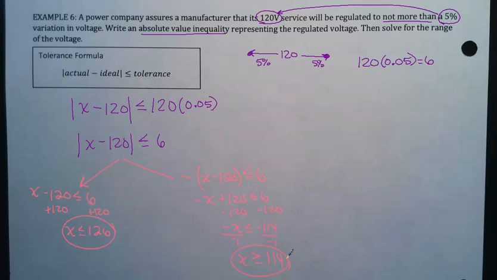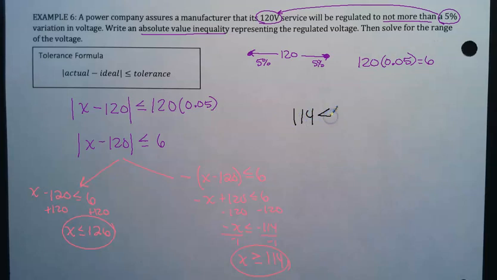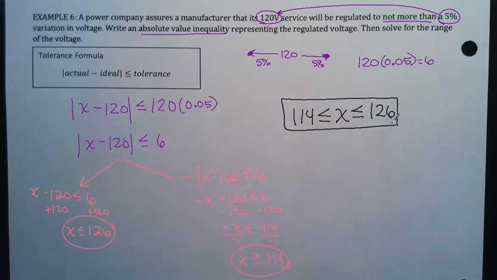So x has to be less than or equal to 126, and x has to be greater than or equal to 114. So we would write that as 114 is less than or equal to x, because x has to be greater than or equal to 114, but x has to be less than or equal to 126. And that would be volts. I should have put a V in there maybe for our volts.